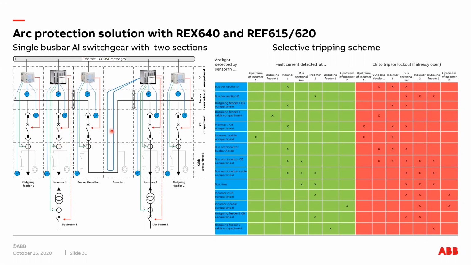Depending on where the fault is, we can share the arc light detected signal or trip signal to other relays, and then we can either trip or log out if the circuit breaker is already open, depending on where the fault has occurred. And only the minimum area is tripped. So this means selective tripping.